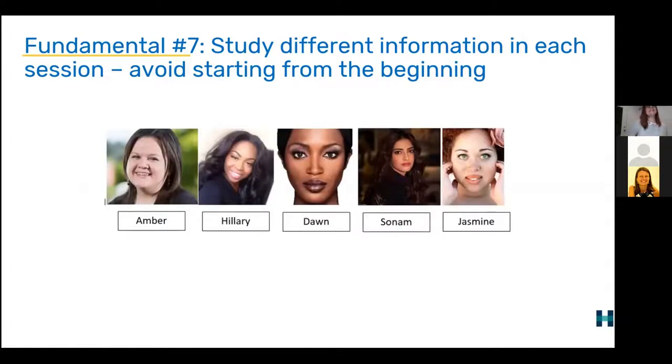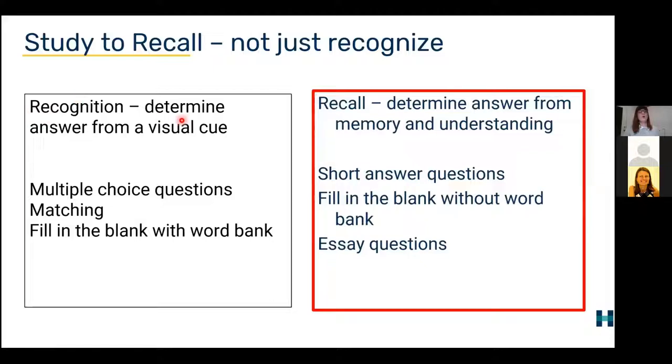So for example, we have these five lovely ladies with their names on there. And often what will happen is a student will say, okay, Amber, Hillary, Dawn, go down the line to Jasmine. Study again. Amber, Hillary, down to Jazz, and keep doing it in the same order and essentially really just memorizing. They only recognize the answer with the visual cue. That's what you get when you do multiple choice questions or matching or fill in the blank with the word bank. That would work. But if you have to do short answer questions or fill in the blank without a word bank or an essay, that method is completely unproductive.